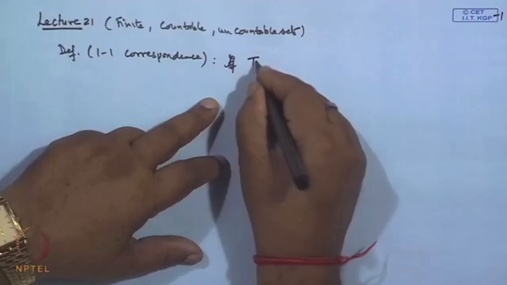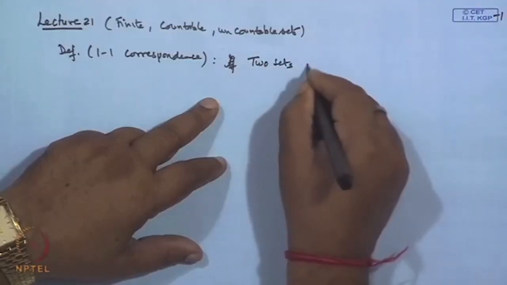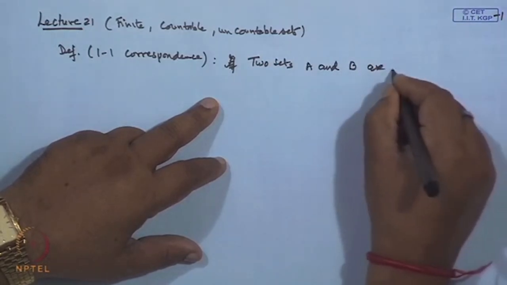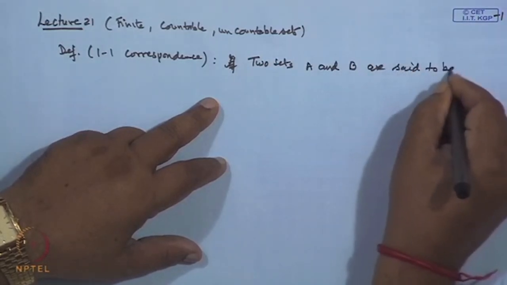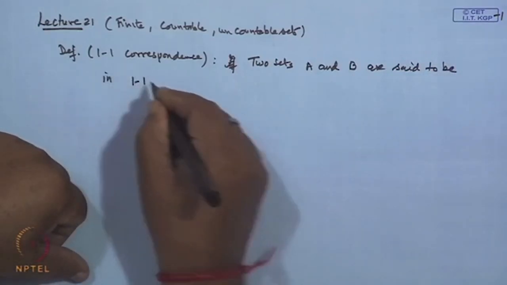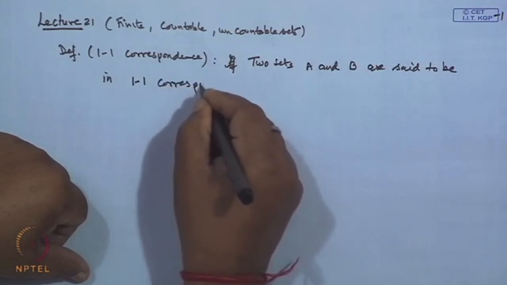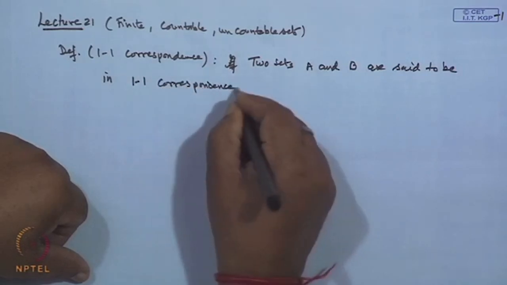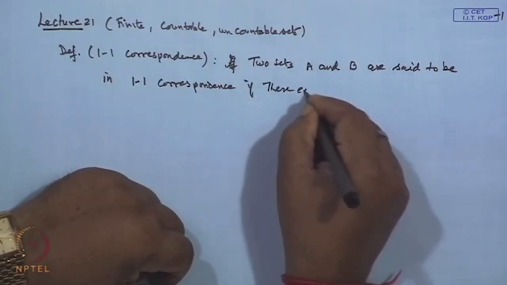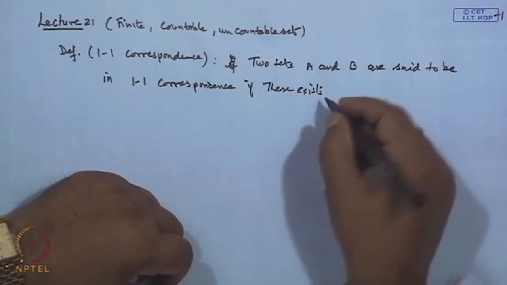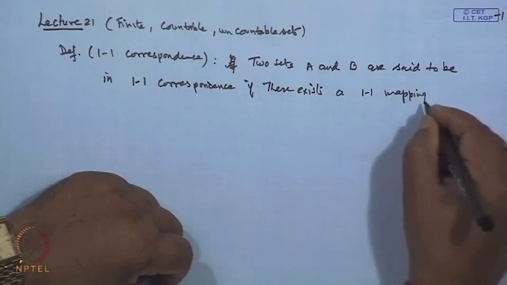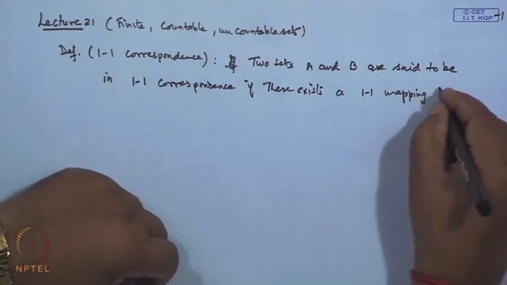Two sets A and B are said to be in one-to-one correspondence if there exists a one-one mapping from A onto B.